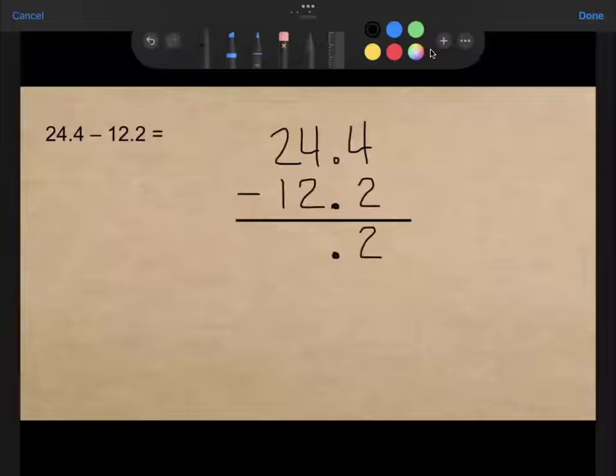4 minus 2 is 2. 4 minus 2 is 2 again, and 2 minus 1 is 1. Our final answer is going to be 12.2.